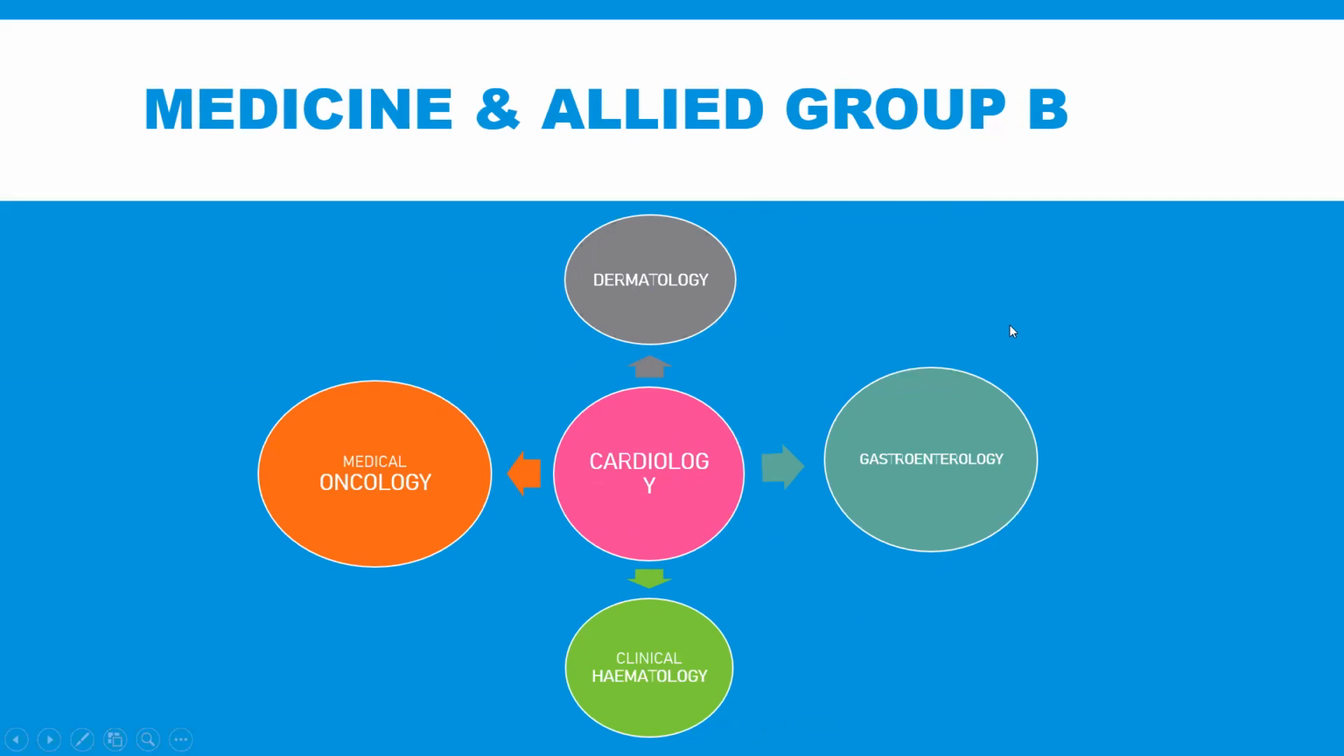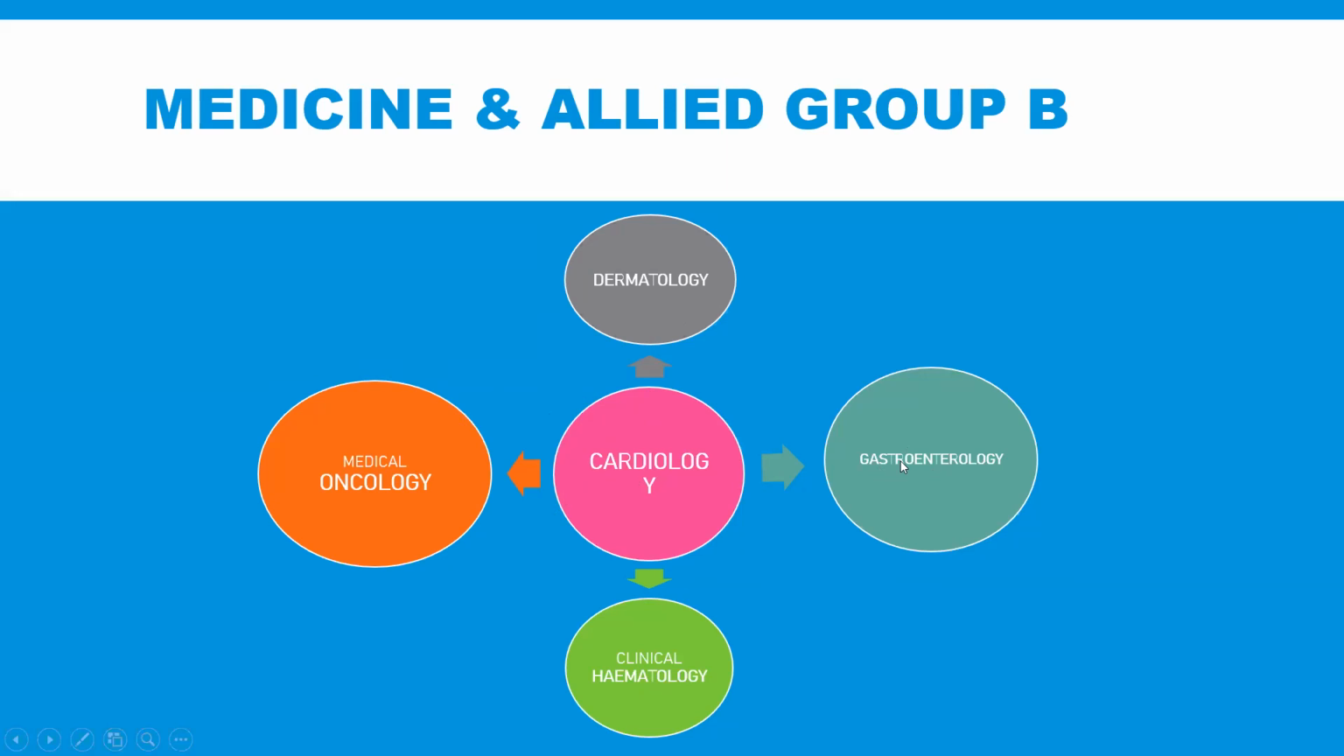15 months of general medicine training, followed by 3 months of cardiology training, and then you can choose any one of these training for 2 months. And if you applied for gastroenterology, you can go to cardiology, you can go to dermatology, you can go to medical oncology or clinical hematology. You can switch between any one of them after 2 years of your initial training.